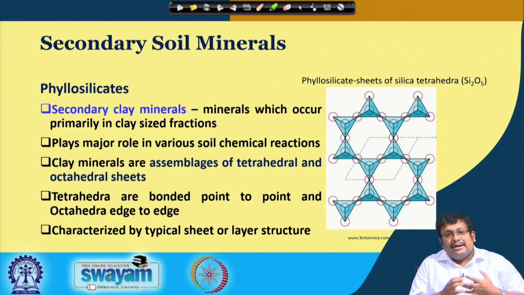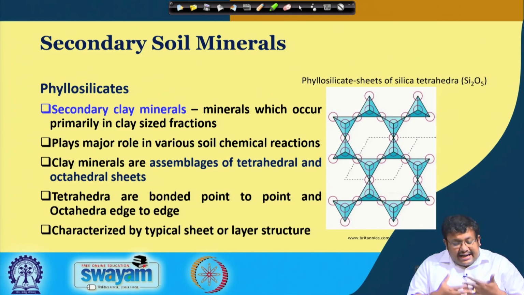Clay minerals, remember, are assemblages of tetrahedral and octahedral sheets. Basically, they are a combination of different tetrahedral sheets and octahedral sheets in different stacking arrangements. And remember that in clay minerals, the tetrahedra are bonded point to point, which we have already discussed, whereas the octahedra are bonded from edge to edge.